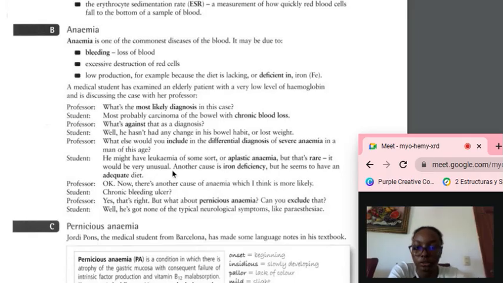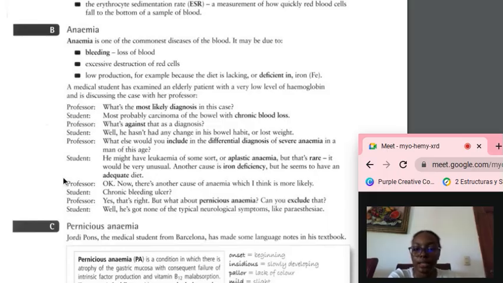lost weight. Professor: What else would you include in the differential diagnosis of severe anemia in a man of this age? Student: He might have leukemia of some sort or aplastic anemia, but that's rare. It would be very unusual. Another cause is iron deficiency, but he seems to have an adequate diet. Professor: Okay. Now, there's another cause of anemia which I think is more likely. Student: Chronic bleeding ulcer?